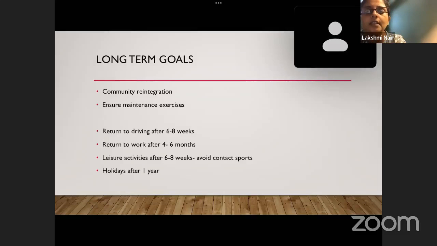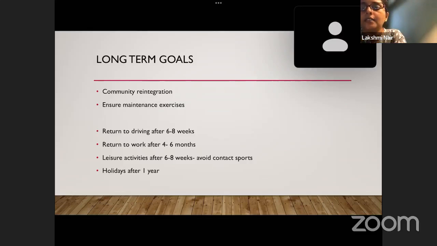Long-term goals is community reintegration. Long-term, we look at community reintegration, and at the same time, we should ensure that the patient is doing maintenance exercises. The only way to ensure this is to keep them as physically active as possible, encourage them to return to work, return to leisure activities.